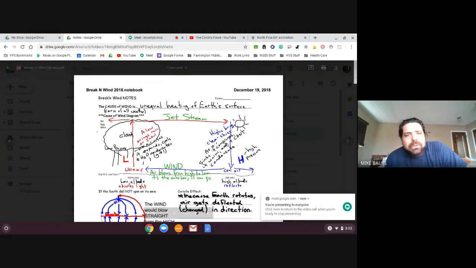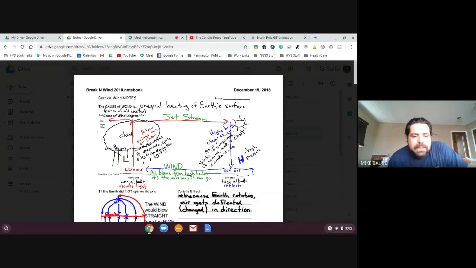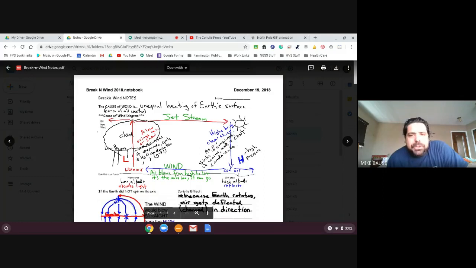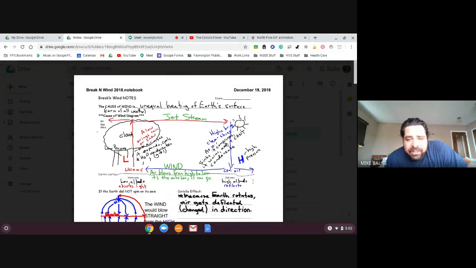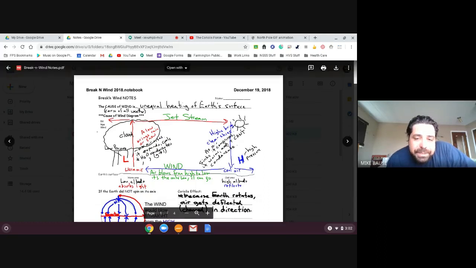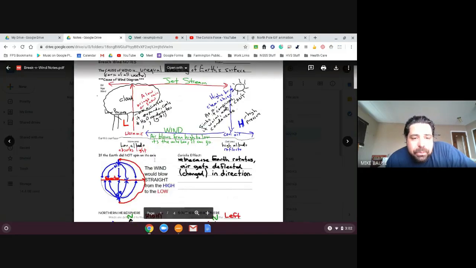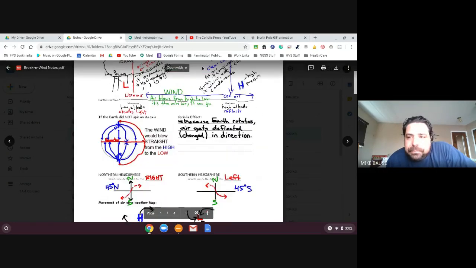This is obviously an older set of notes I had to scrounge up, but we did this portion already where we drew this diagram, where the cause of wind, right? We talked about how it's really the cause of all weather. So what I want you guys to do right now is I want you to write in the Coriolis effect definition. And here it is.